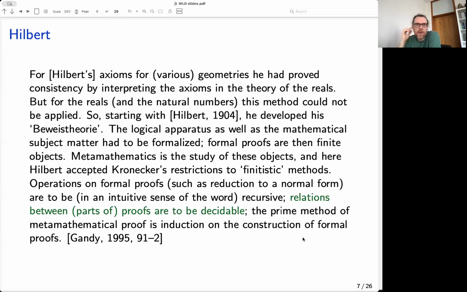Okay, another origin of the idea is Hilbert. This is a passage about Hilbert. I couldn't really find one passage in which Hilbert says all this stuff in a really snappy way. So here's someone else talking about him.